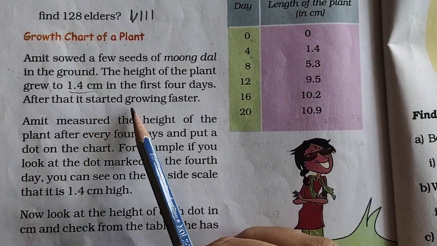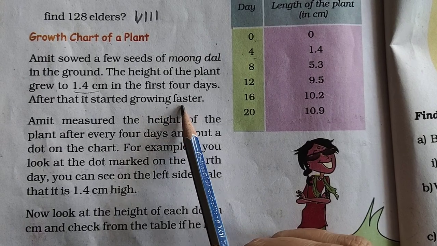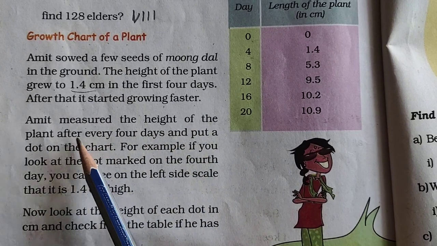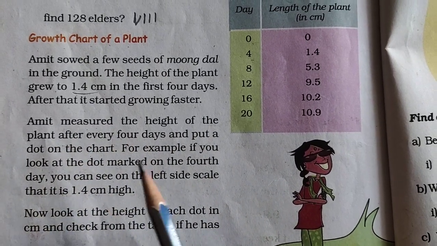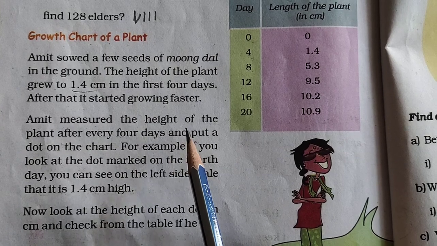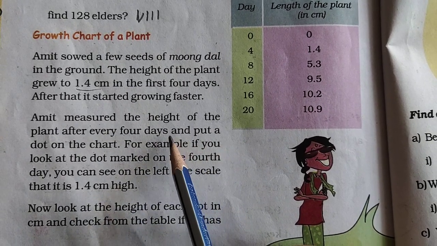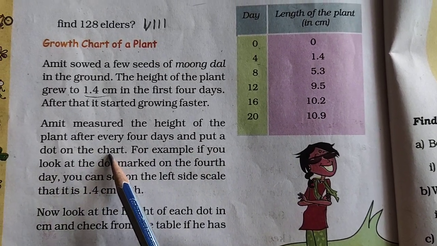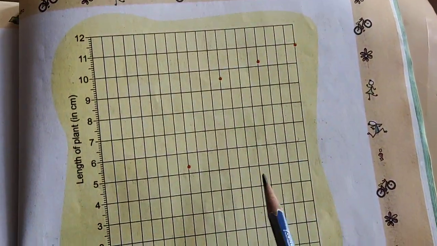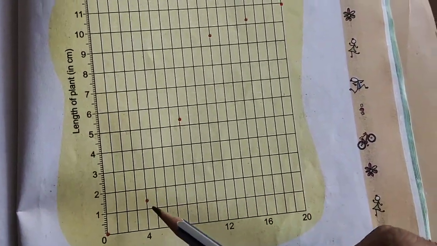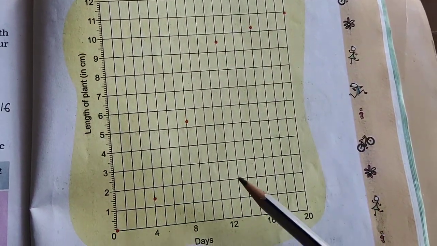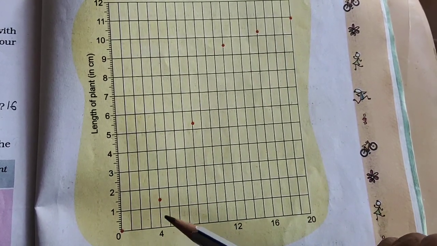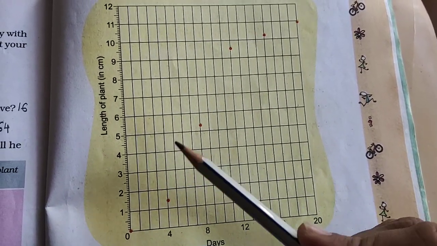After that, it started growing faster. Amit measured the height of the plant after every 4 days and put a dot on the chart. Here is a graph paper, where the dots are put and we are supposed to draw a line through them. Such charts are called line graphs.